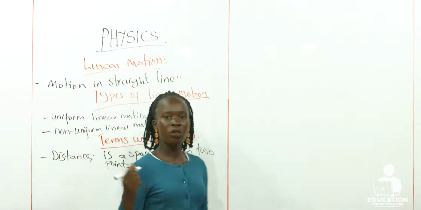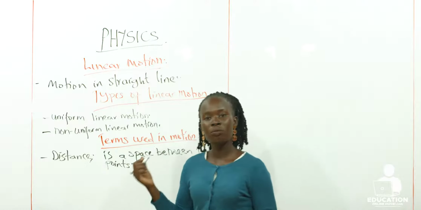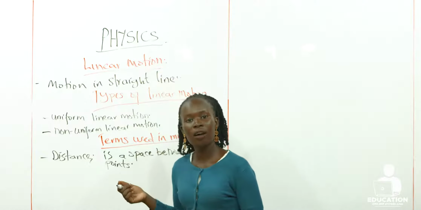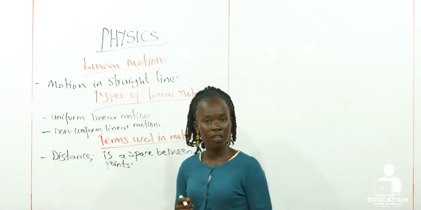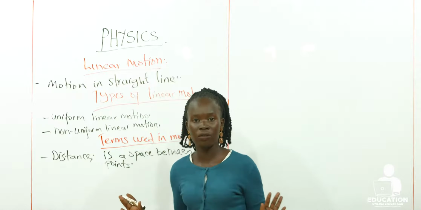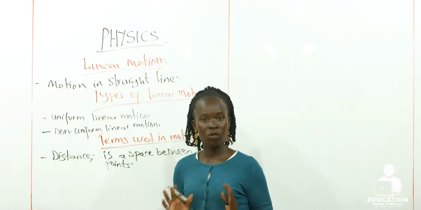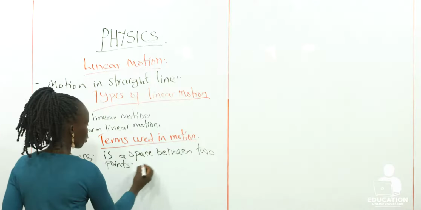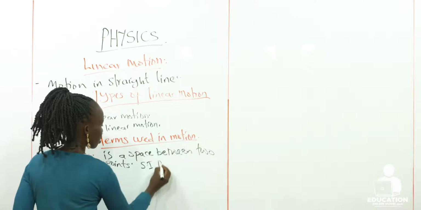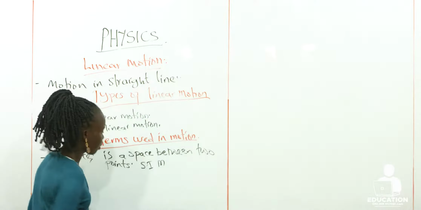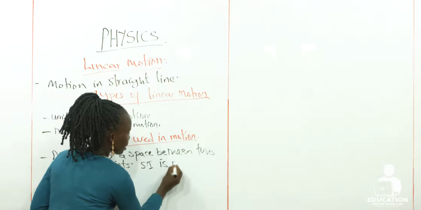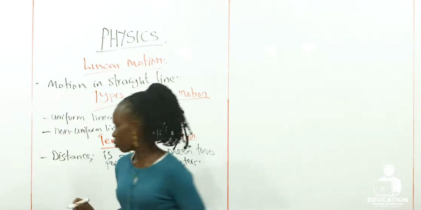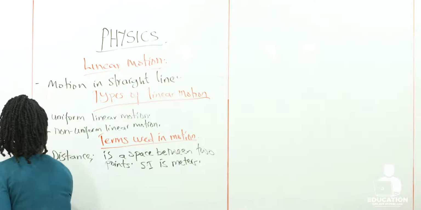What could be the unit of distance? Distance is measured in meters, and also distance is a scalar quantity. It doesn't have a specific direction because it is just a space, barely space. Space does not have its own direction. So the SI unit is meters. So let's look at another term. We shall also be using terms like displacement.